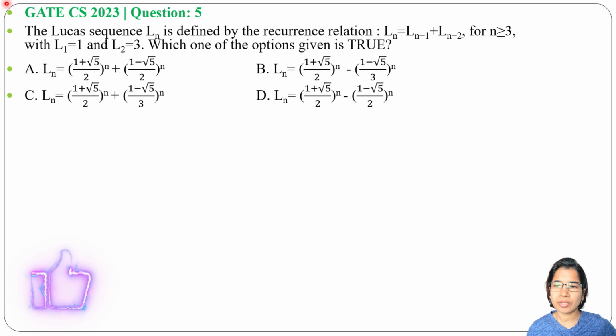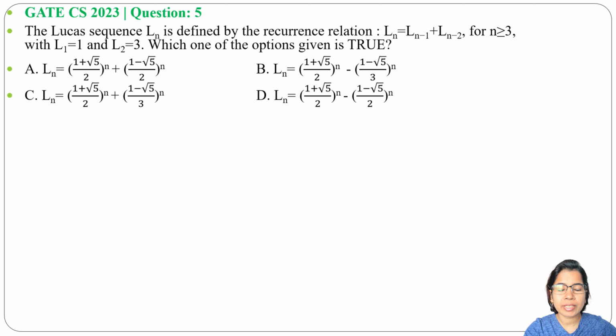Hey everyone, let's solve one previous question of recurrence relation. This question was asked in GATE CS 2023, question number 5. The Lucas sequence Ln is defined by the recurrence relation L(n) = L(n-1) + L(n-2) for n greater than or equal to 3, with L(1) = 1 and L(2) = 3. Which one of the options given is true? Four options are given.